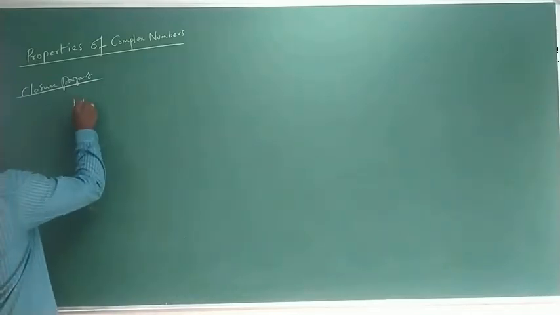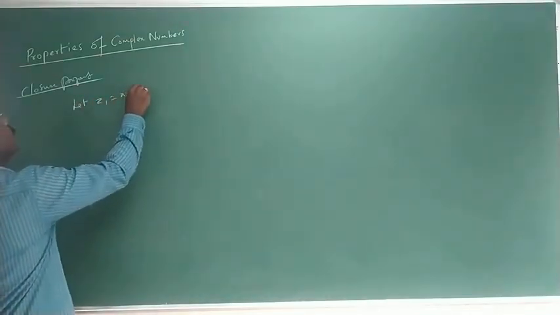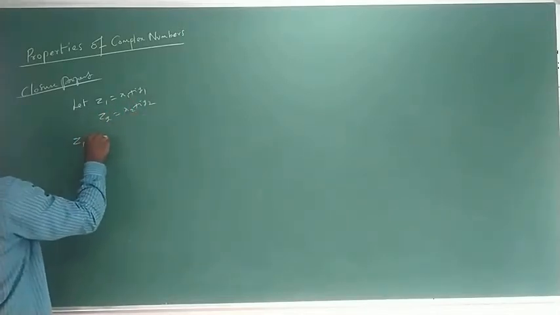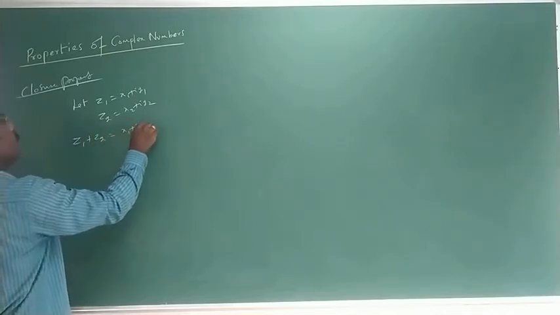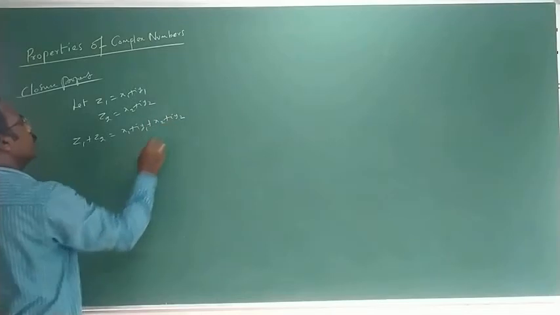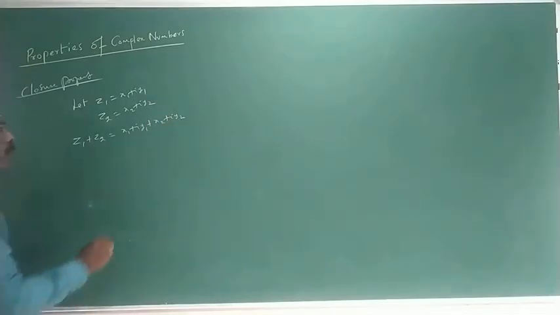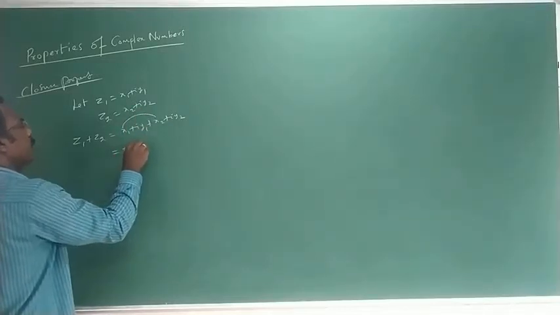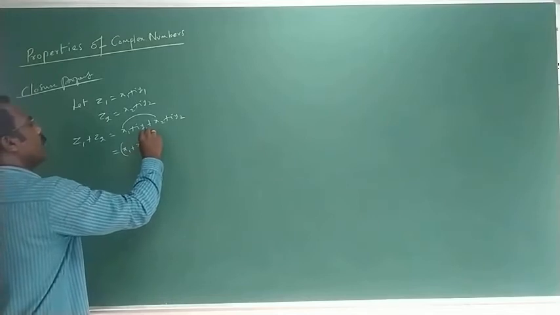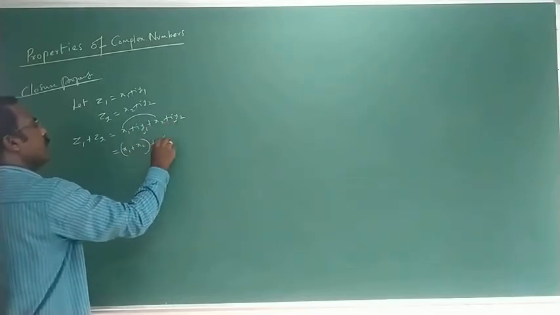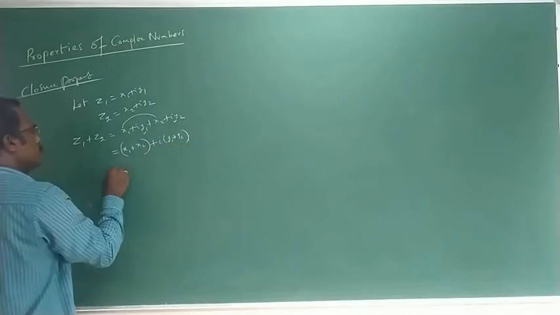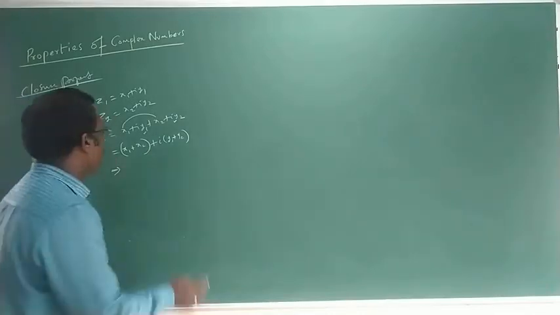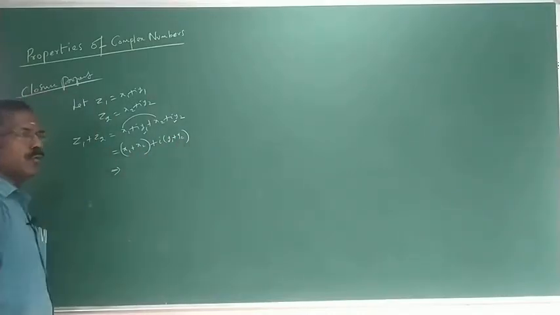Now let z1 equal x1 plus iy1 and z2 equal x2 plus iy2. z1 plus z2 equals x1 plus iy1 plus x2 plus iy2. We know addition of complex numbers: real part adds with real part. So x1 real part and x2 real part, that is equal to x1 plus x2. This is the real part. Then the imaginary part is iy1 plus iy2. Taking i common, y1 plus y2. So this is also of the form a plus ib or x plus iy, because x1, x2, y1, y2 belong to R.